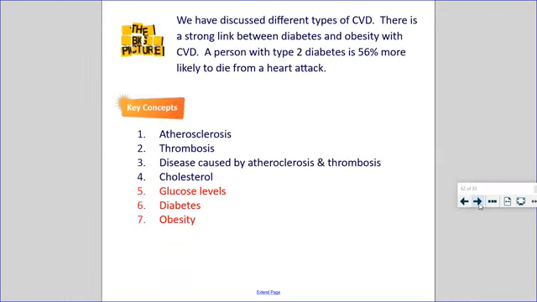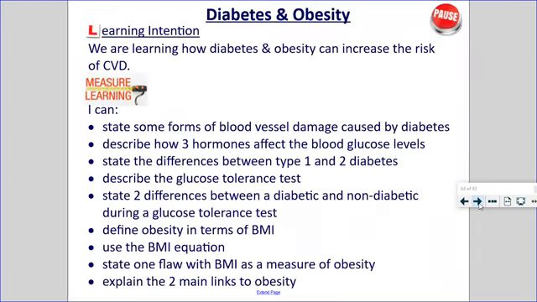So what are we going to look at today? Well, we're looking at two conditions that increase the chances of cardiovascular disease. So we're looking at obesity and diabetes. Take a look at the key learning points, pause the video, read through them, because we're going to use these really at the end of the video to check your learning, and then use them to think what your questions are as well.